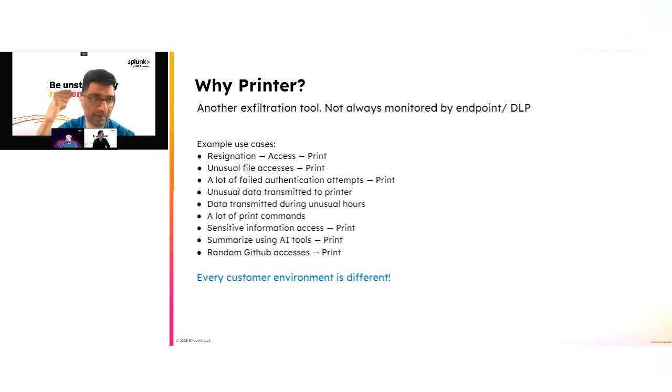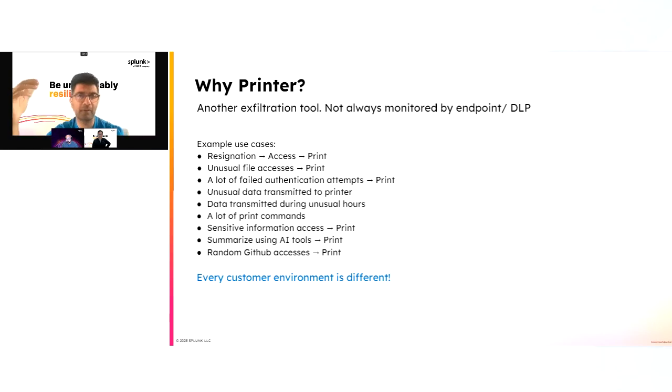And these are some of the use cases we have. Suppose an employee resigned, is accessing some information and is trying to print those things. This is one use case. The second use case is unusual file access. Suppose somebody in sales accesses some confidential product information or some source code, which they should not do in general. Even though they can have access, there is no reason for somebody from the sales organization to go through source code.